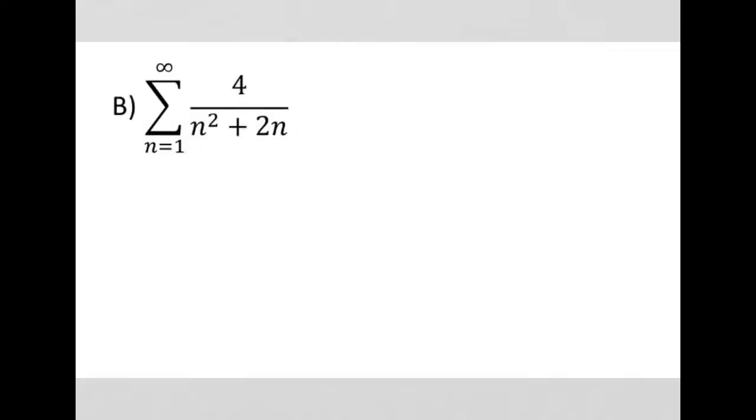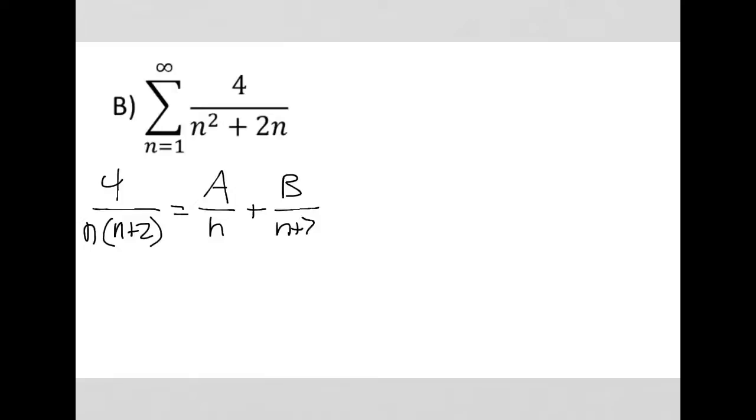Alright, say 5b. We're going to do another partial fraction expansion to find the sum of this telescoping series. To do so, again, we need to factor the denominator. So factoring the denominator, we can get 4 over, if you factor that denominator, we can pull out an n times n plus 2. And so we're going to write this as two fractions, a over n plus b over n plus 2. One fraction for each of those denominators.